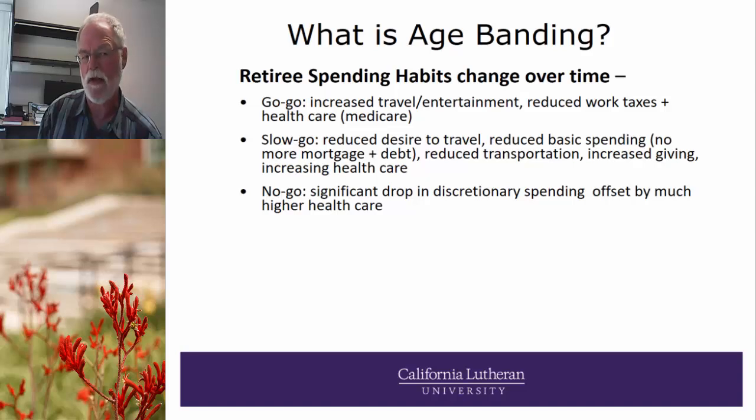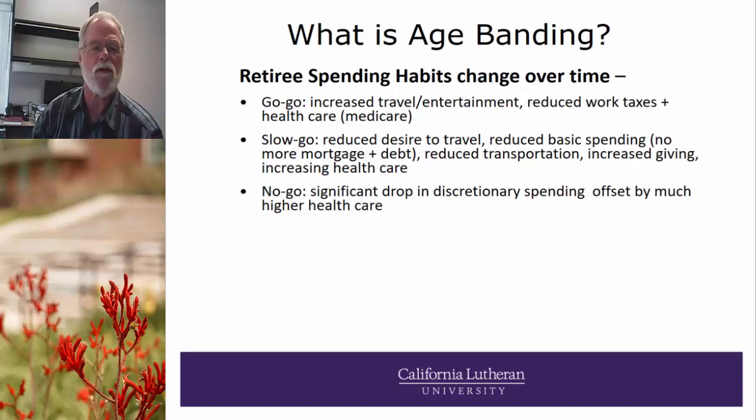So the first question is, what really is age banding? Well, it's taking this thought by Stein of the go-go, slow-go, and no-go experiences that people go through in retirement, and say that each of these are sort of discrete. Actually, they're not. They kind of merge into each other.